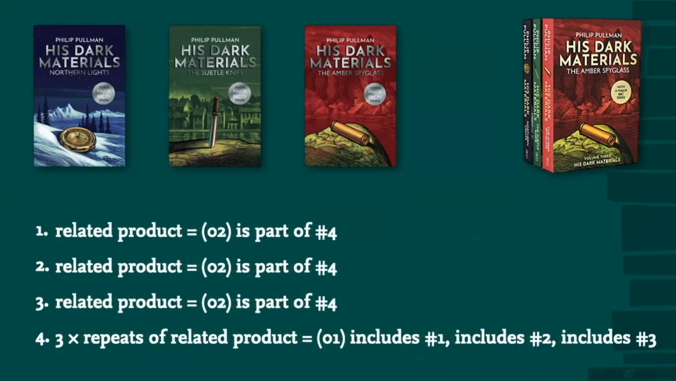And the third part of the metadata that I want to highlight is this, the related product section. First off, you should say that each of the individual novels are included in the box set. That's product relation is part of code 02. And conversely, you should say that the box set contains each of the three novels. So that's 3 repeats of related product, each with the includes relation, code 01. And I should say that you can do that in addition to using product part. Although if you include product part, you maybe don't need the product relations.